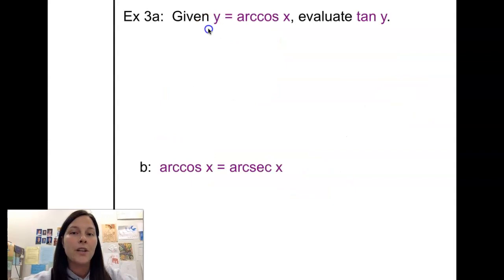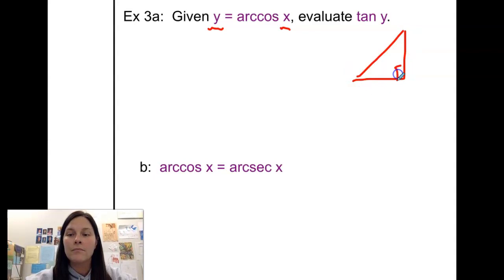Example 3a is very similar to example 2c, except for we don't have a number. So our answer will not be a number either, but we're still going to set up that right triangle to help us as a reference picture. All right, so as a reminder, with these arc functions, what goes into the arc function is a ratio. What comes out of it is an angle. So what it's saying is that y is our angle, x, or x over 1, is our ratio. So when I set up this triangle as a reference, y is my angle.